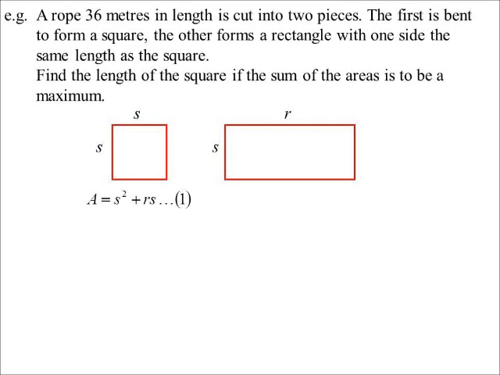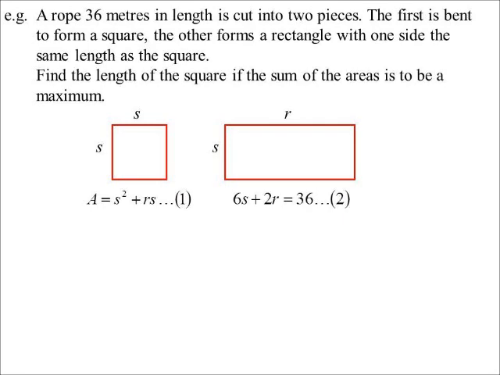The other equation is some piece of linking information. How much material have we got to use? That sort of thing. That actually is the first sentence. We know the rope is 36 metres long, which means basically the perimeter of these two shapes, because that's my rope, must equal 36. So 6S and 2R will be 36.